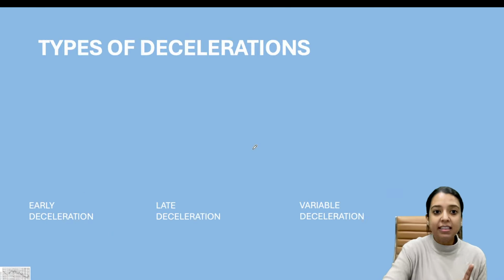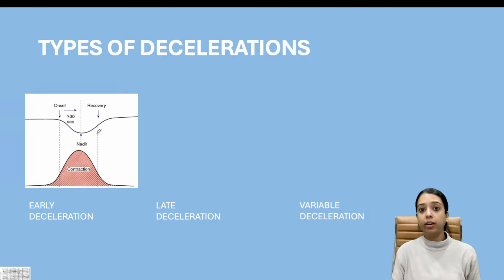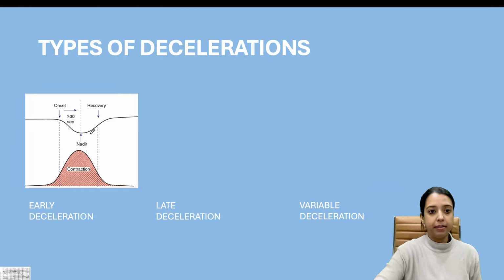Now CTG has three kinds of decelerations. One deceleration is the one that starts immediately with the contraction. When the contraction starts, the deceleration starts. Not a very good thing, but yes, that's what happens.